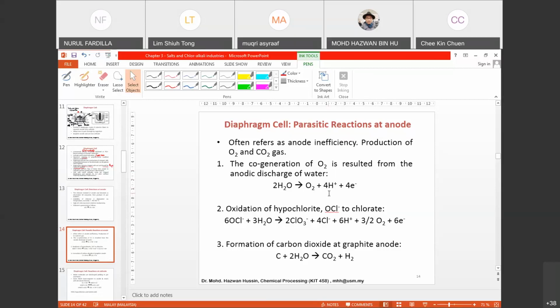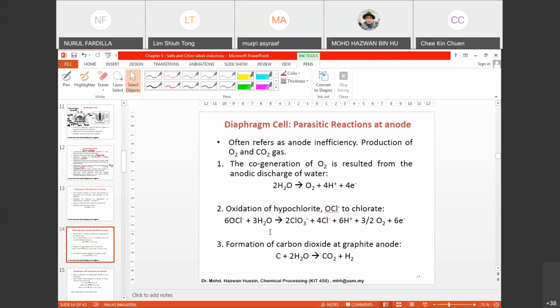Okay, since we use brine solution, you have water, and when it is exposed to the electrodes, you have a tendency for a hydrolysis process. Hydrolysis will produce oxygen and also hydrogen gas, but here I think the most common one is the production of oxygen. The second parasitic reaction is known as oxidation of hypochlorite, OCl minus, to chlorate.